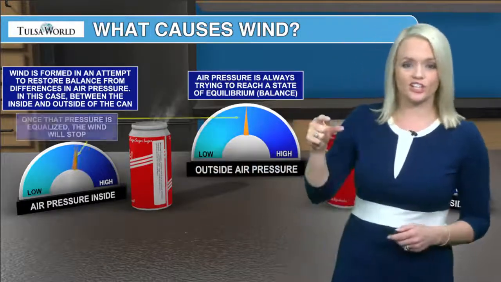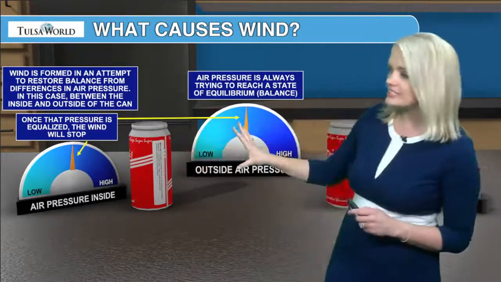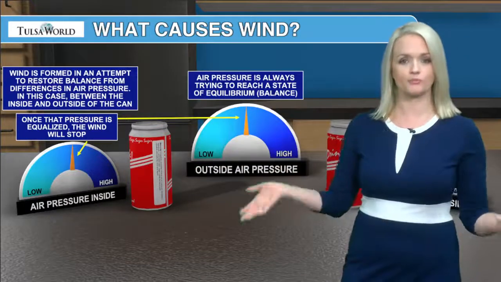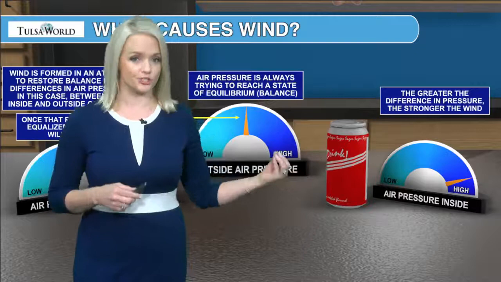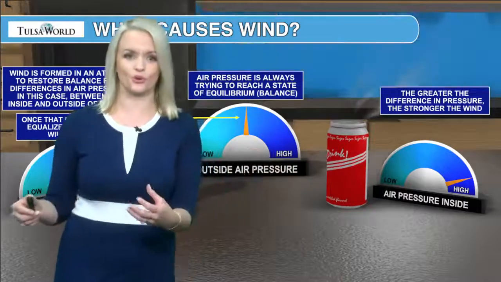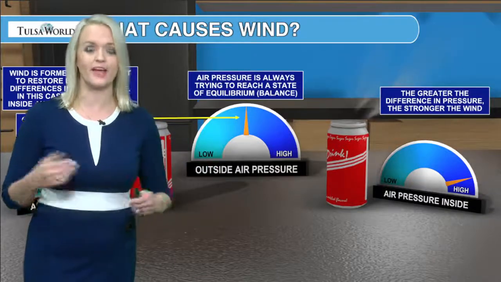So again, you open up that can, the air pressure is high inside, but as you open it, you get that gush of wind on a smaller scale that's trying to balance it. Once that pressure is equalized, the wind will stop. Now, what's the difference between a stronger wind or a lighter wind? That's really going to depend on the differences in pressure inside and outside of the can. If the pressure inside of that can is much stronger, then you're going to see a stronger wind as it's rushing out, trying again to equalize itself and find that balance.